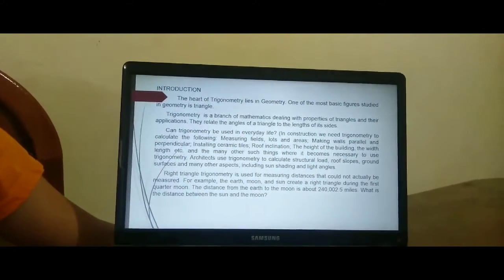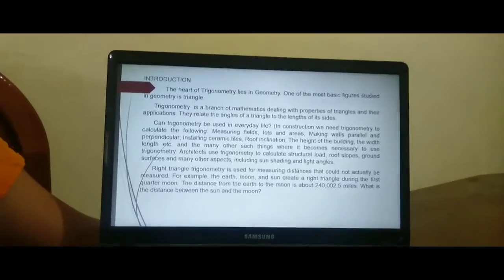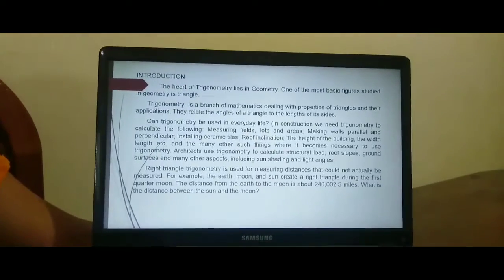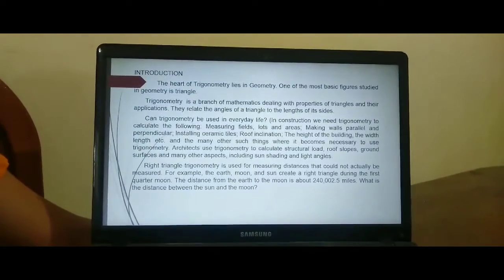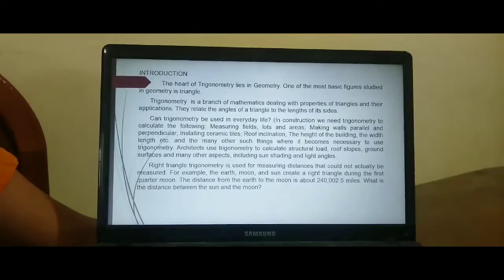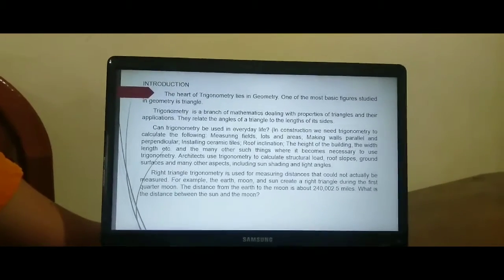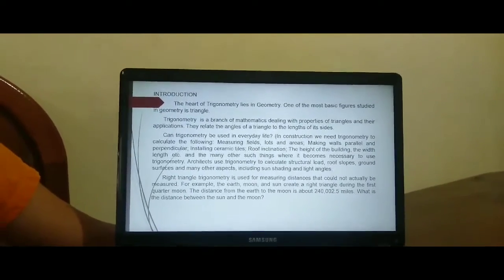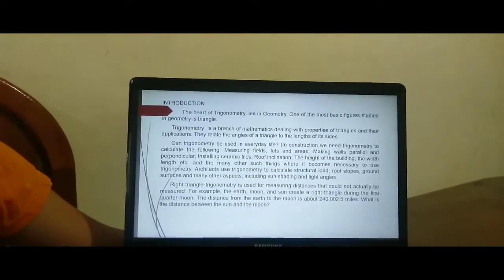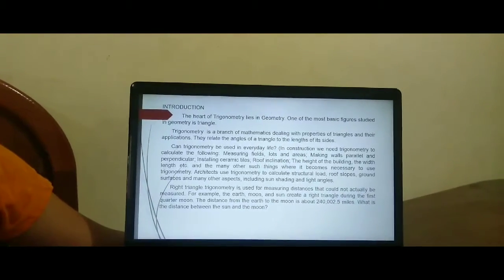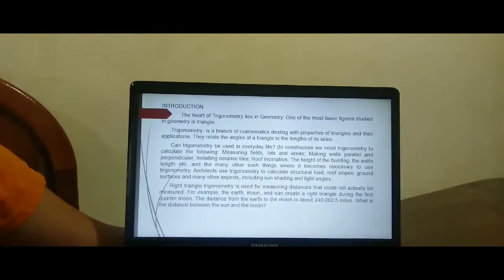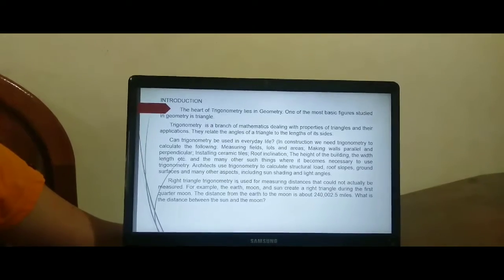The heart of trigonometry lies in geometry. One of the most basic figures studied in geometry is the triangle. So, trigonometry is a branch of mathematics dealing with properties of triangles and their applications. They relate the angles of a triangle to the length of its sides. Can trigonometry be used in everyday life?